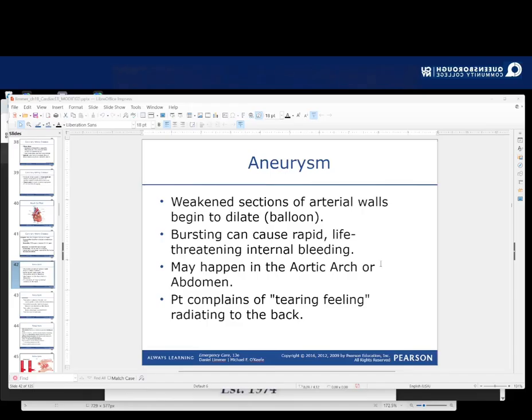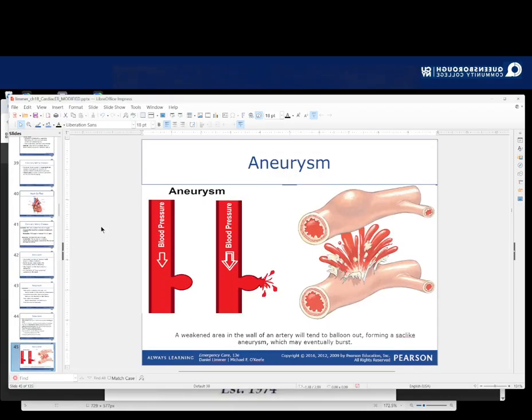Speaking of bleeding, all the examples of bleeding I gave you before were external bleeding. It's possible for a patient to bleed internally. And one way a patient may bleed internally is that one of their arteries bursts like a balloon. This is a burst aneurysm. The aneurysm is the bulge in the arterial wall.